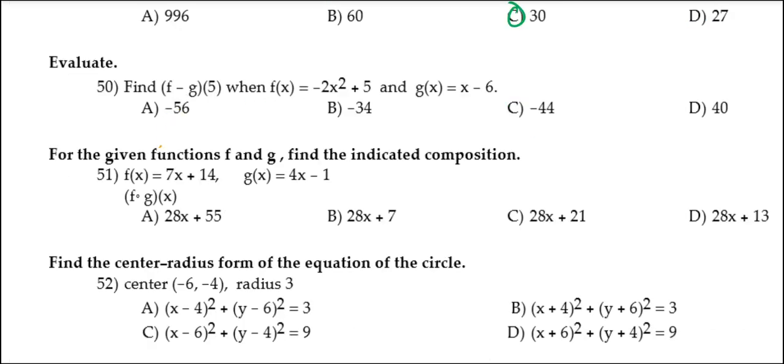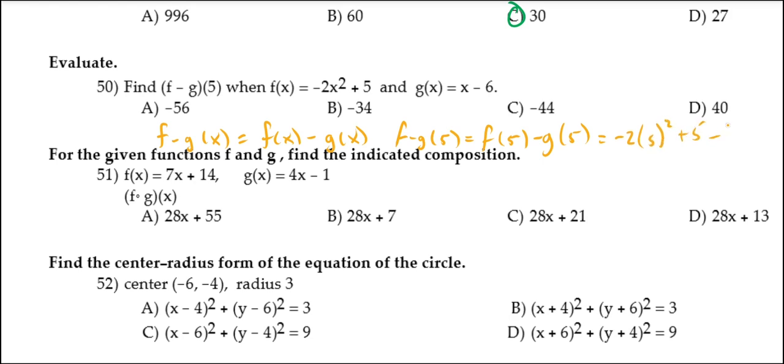50 is asking for a difference of two functions. F minus g of x is really just f of x minus g of x. And so to find f minus g of 5, we really just need to take f of 5 and subtract g of 5. Well, f of 5 is minus 2 times 5 squared plus 5, and g of 5 is 5 minus 6. Let's put some parentheses around these so we can remember what we're subtracting from whom. And this is going to give me minus 2 times 25 plus 5 minus 1. So this will be negative 50 plus 6, or negative 44, which is C.